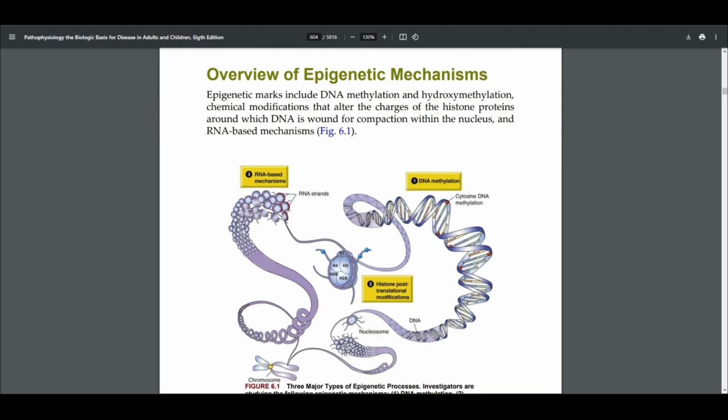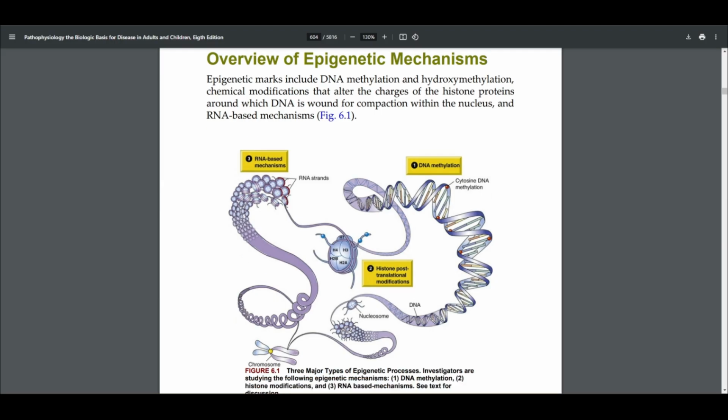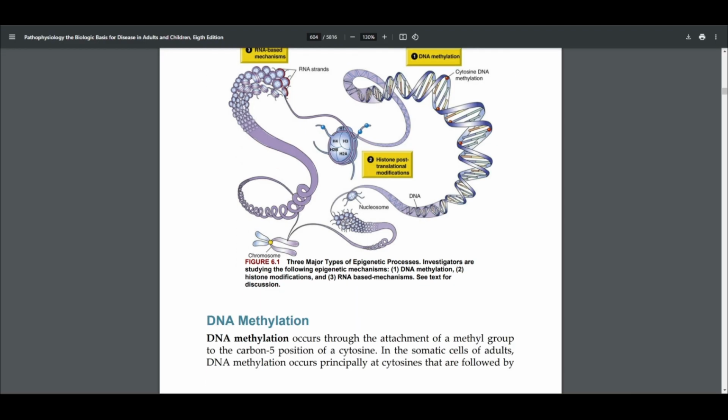So, our overview of epigenetic mechanisms. Epigenetic marks include DNA methylation and hydroxymethylation, chemical modifications that alter the charges of the histone proteins around which DNA is bound for compaction within the nucleus, and RNA-based mechanisms.